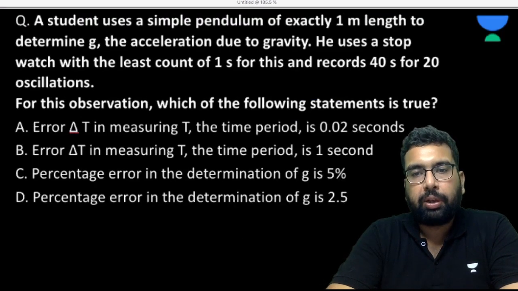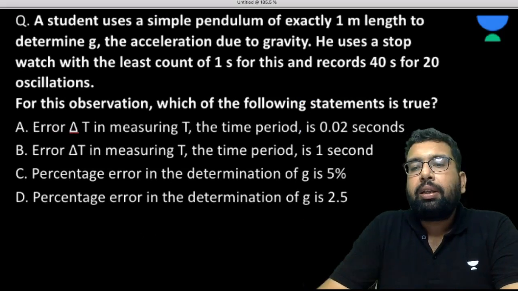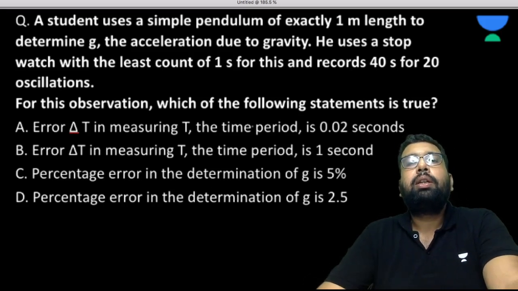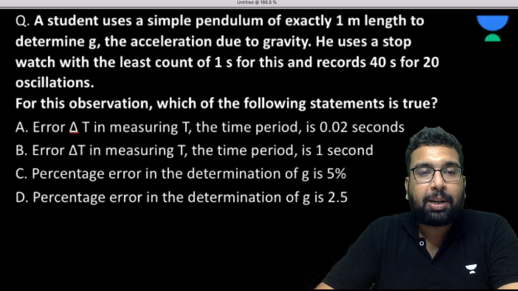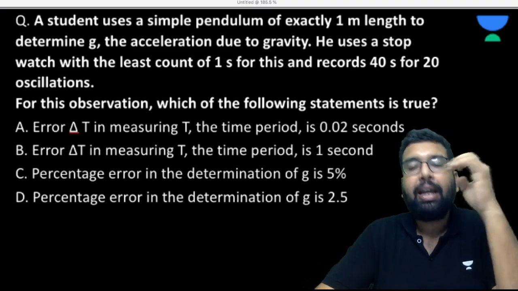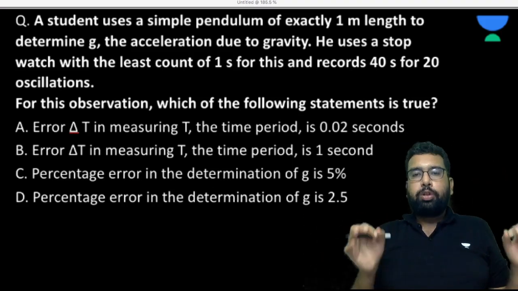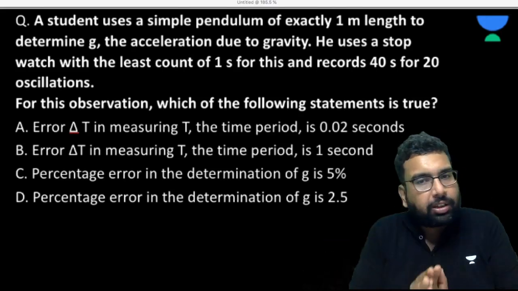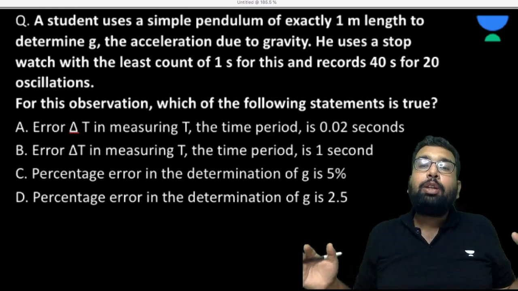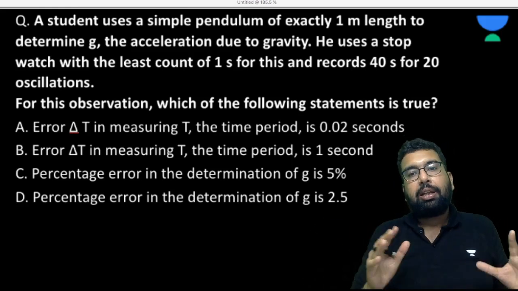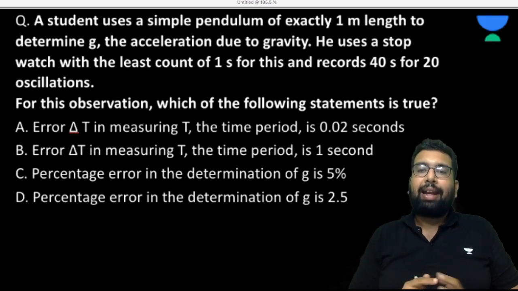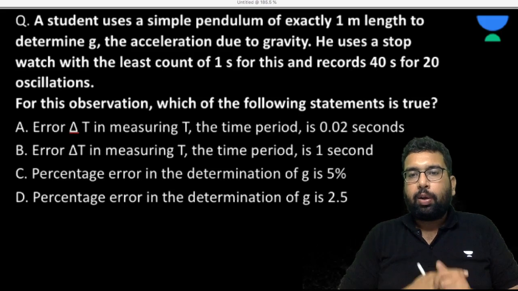Let's do this one. So what does this question say? It says a student uses a simple pendulum. Again, I'm requesting you guys to always do the question before I attempt it in the session. You may pause the video for the time being and then find the correct answer. This is an MSQ question, a multi-select question, so it may have multiple correct options.